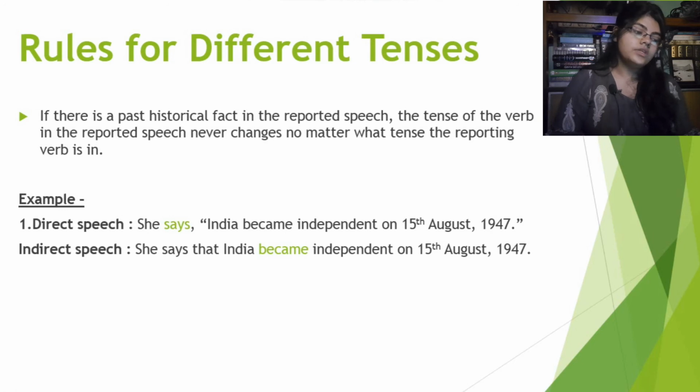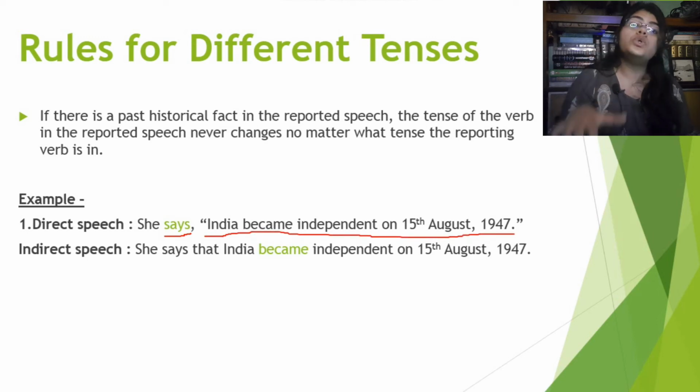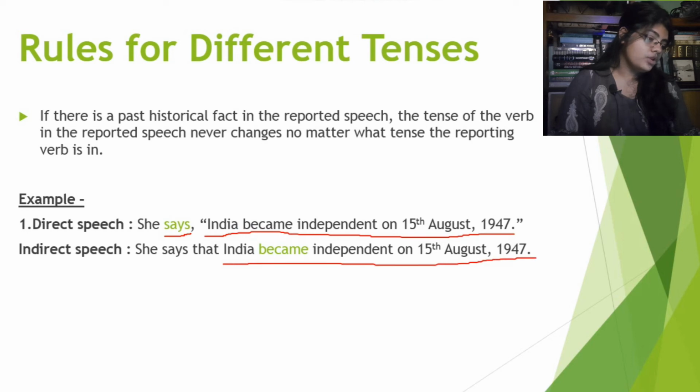We can see that, first of all, "says" is used here, which is in present tense. So obviously the verb in the reported speech will not be changed. But there is another thing. We have to know that India became independent on 15th August 1947. This portion is a historical fact. That's why the verb here, which is "became," will not be changed. This is why the verb is not getting changed, because the reported speech is a historical fact.